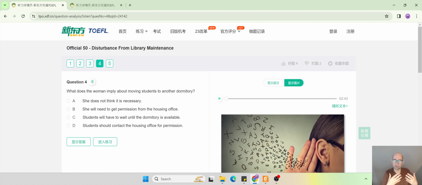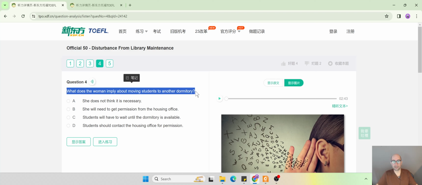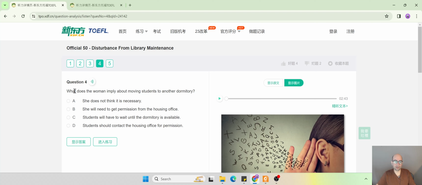And whenever you read these questions, try to reframe it in your mind and read it this way. Like, what does the woman imply about moving students to another dormitory? So in my head, I'm going to say, what does she want me to know or understand about moving students to another dormitory? So if you can reframe it and think about that word understand or know, that'll help you understand these question types much better.